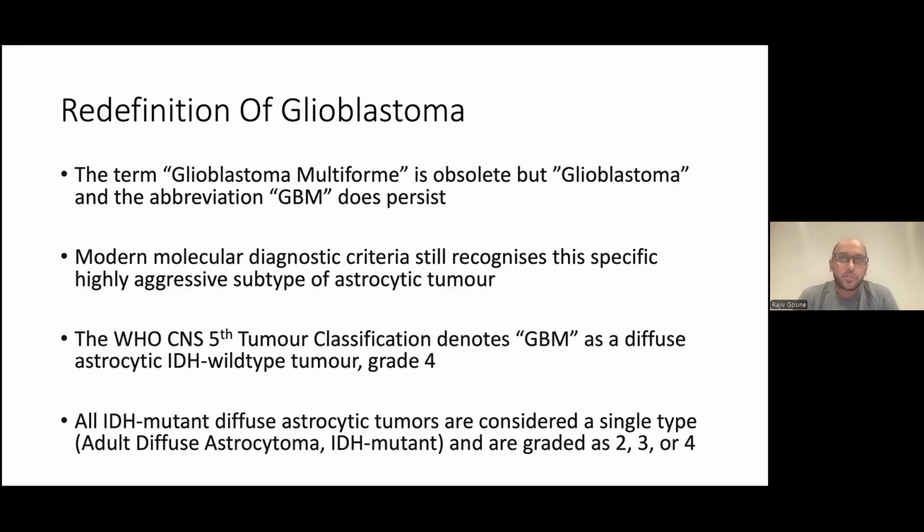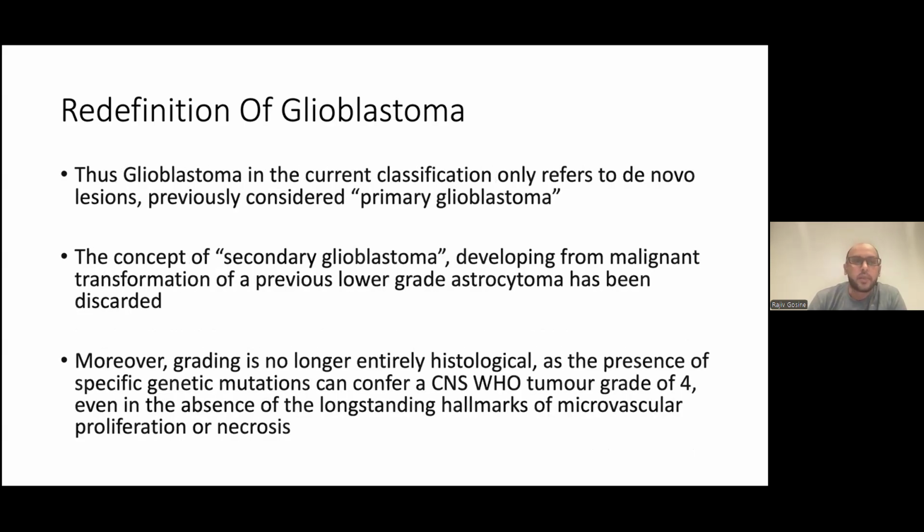In the WHO CNS fifth tumor classification, GBM is denoted as a diffuse astrocytic IDH wild-type tumor, grade 4. All IDH mutant diffuse astrocytic tumors are considered as a single type, the adult diffuse astrocytic tumor, IDH mutant, and these can be graded as 1, 2, or 3. Glioblastoma in the current classification only refers to de novo lesions, which were previously considered the so-called primary glioblastoma.